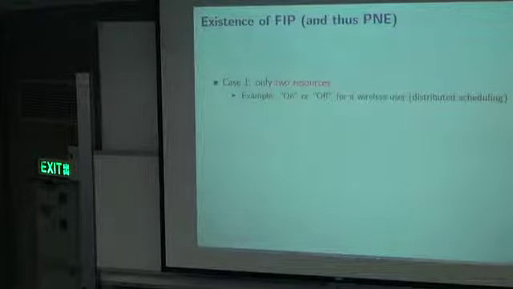Existence of finite improvement property, which implies the existence of equilibrium. The first class of game in which we can show this strong property is the game where there are only two types of resources. They can be white and black, or they can be on and off.